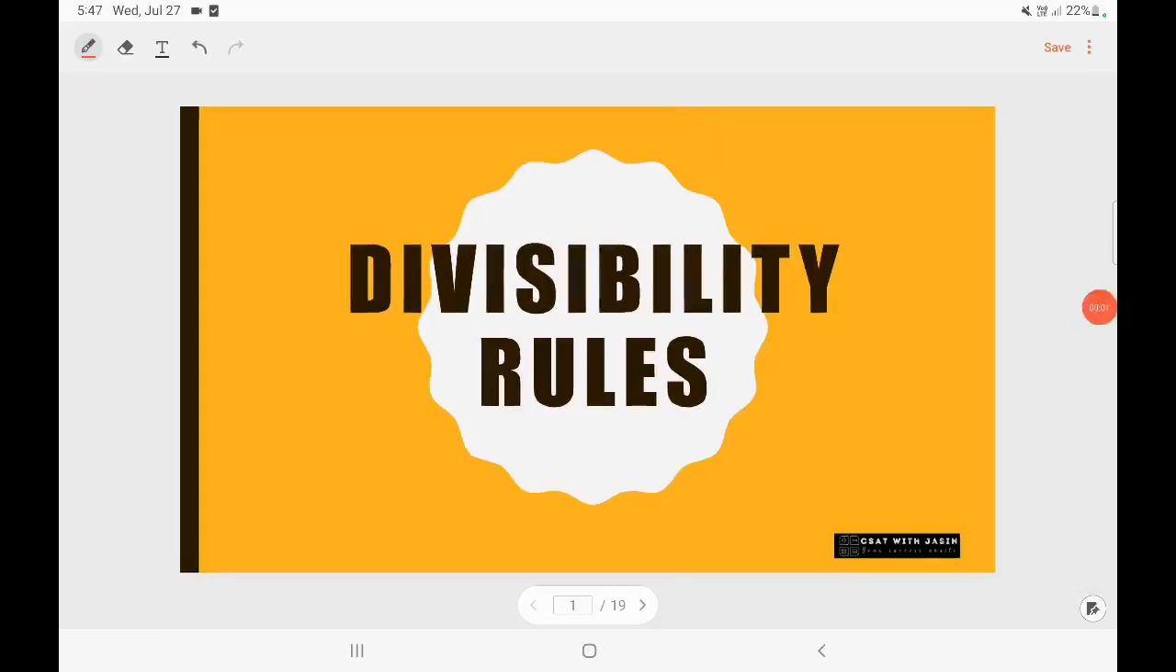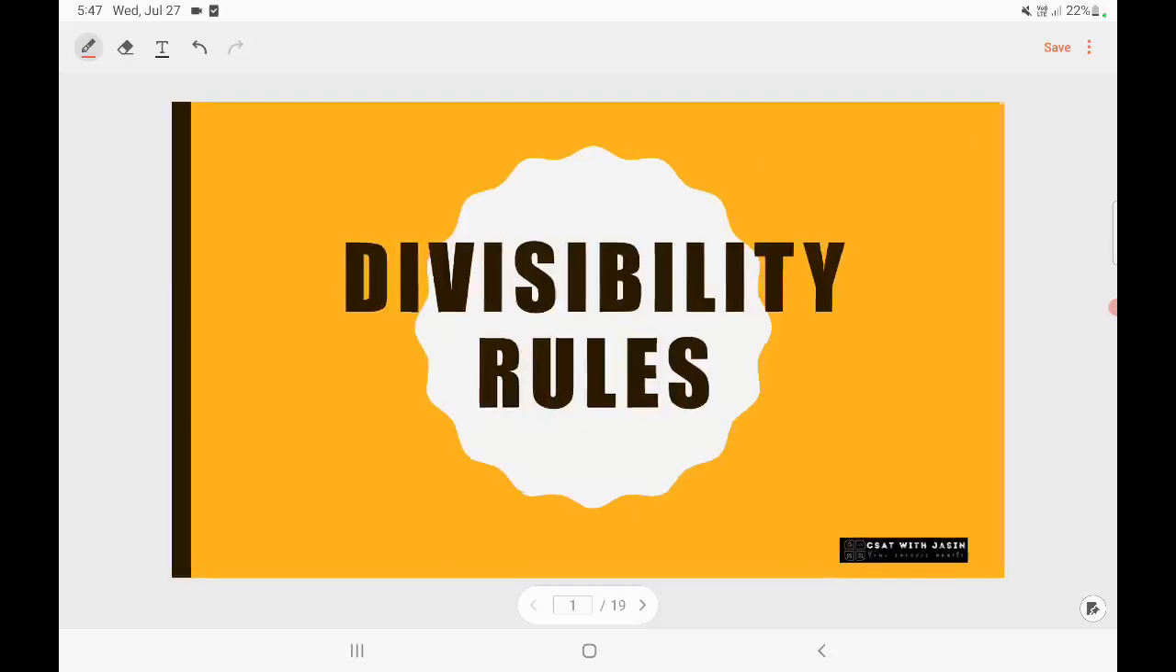So what are divisibility rules? Divisibility rules are some rules or guidelines that will help you to check whether a number is divisible by another number. Normally, when you are checking whether a number is divisible by another number or not, you will do normal division.